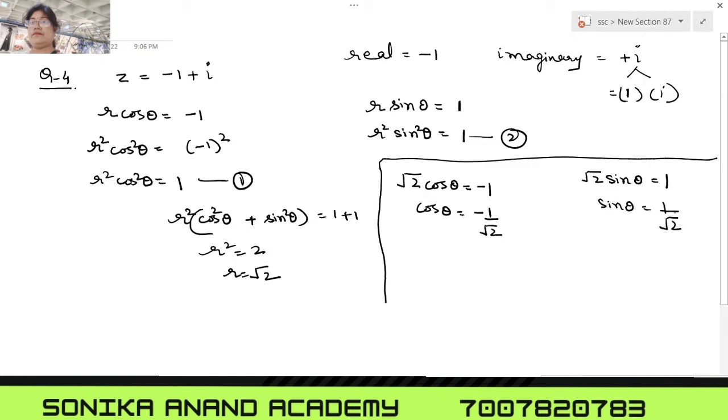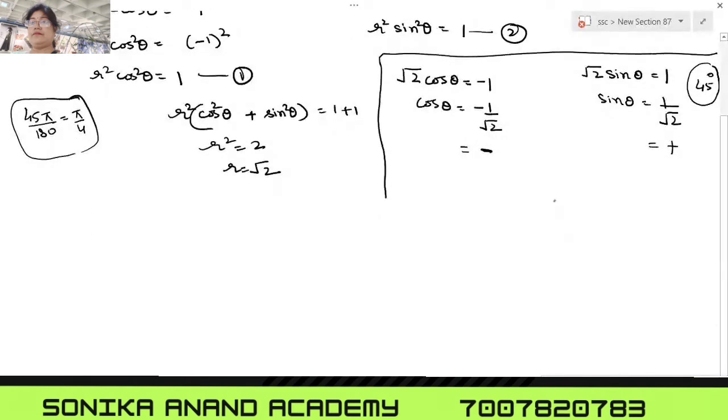Okay, Ritika. 1 by root 2, what is the angle? 45. Yes, ma'am. 45. Listen, just see on the screen for a little bit of time. When we convert 45 degree, it becomes pi by 4. Now, here we have negative and here we have positive. Clear? Now, take the help of the quadrant.